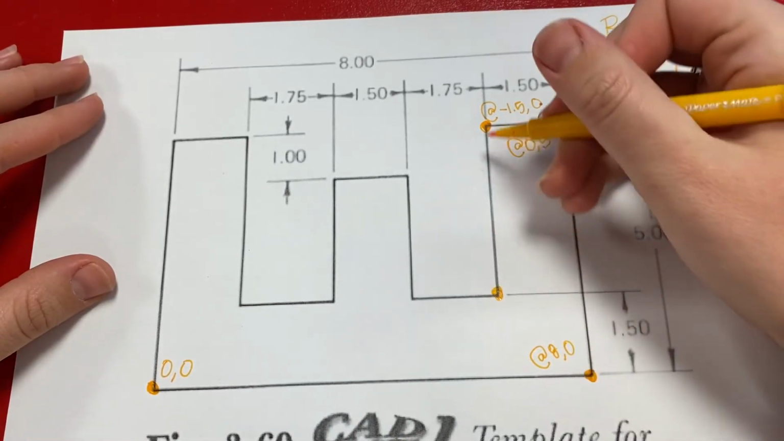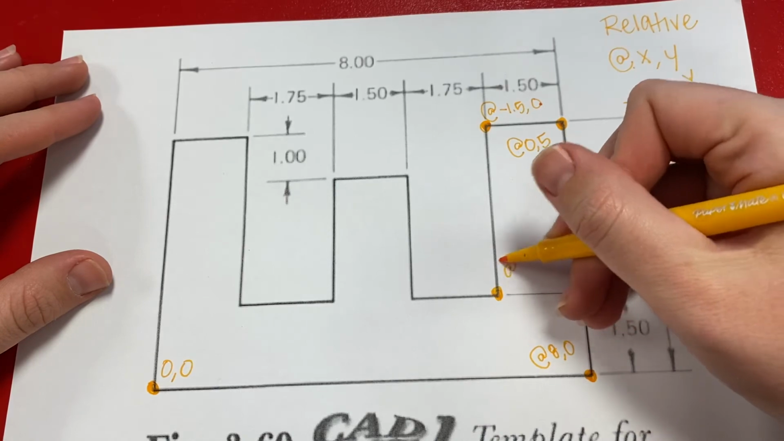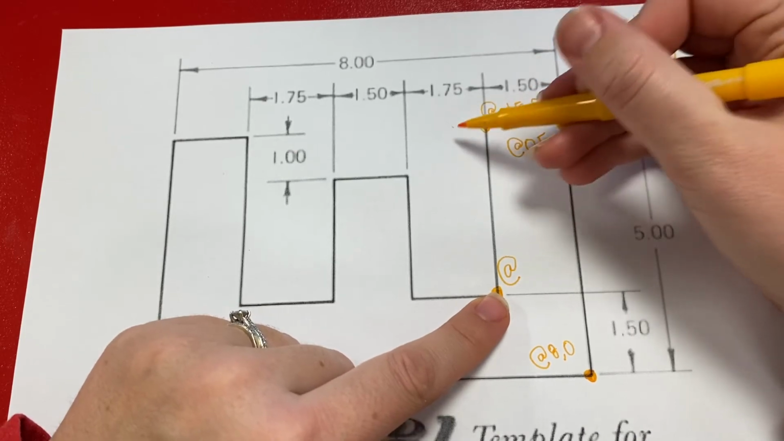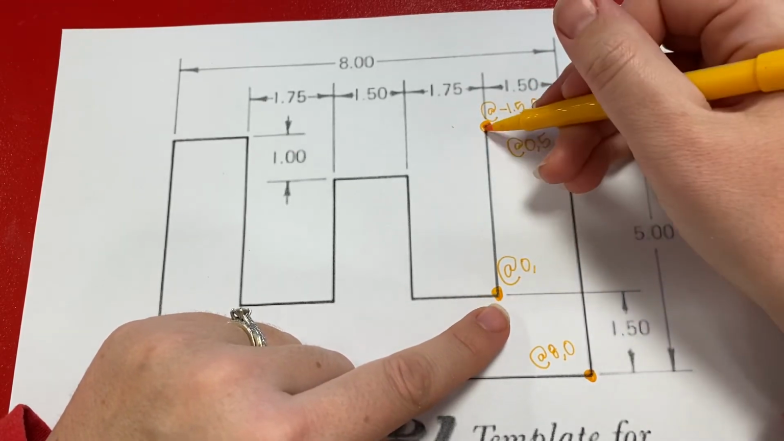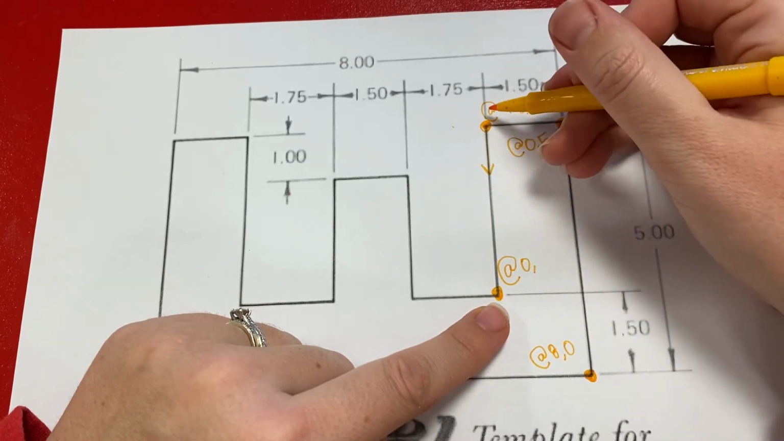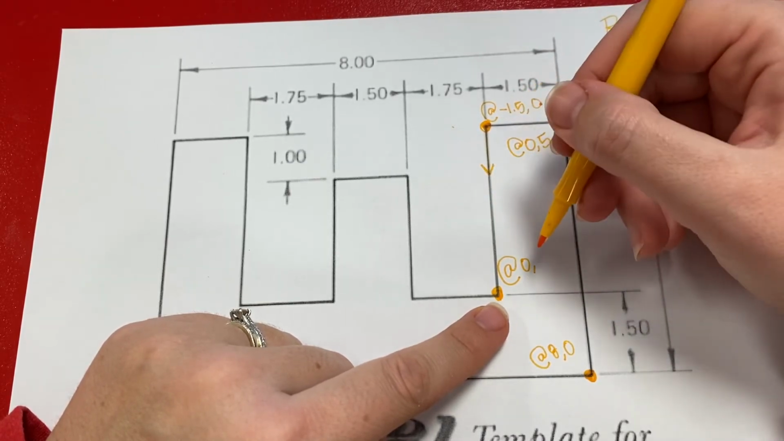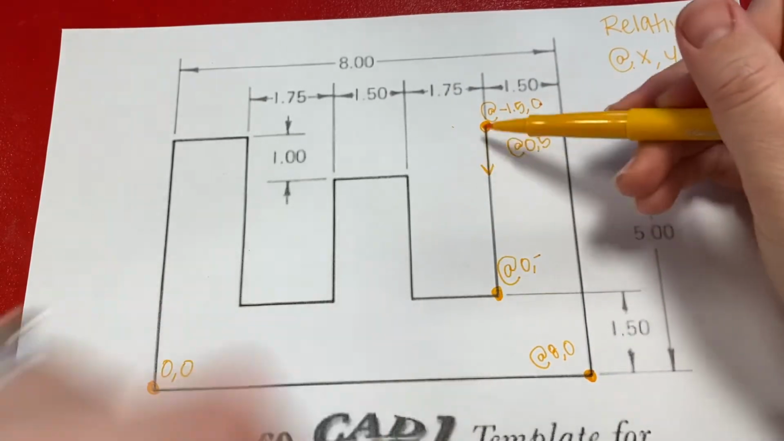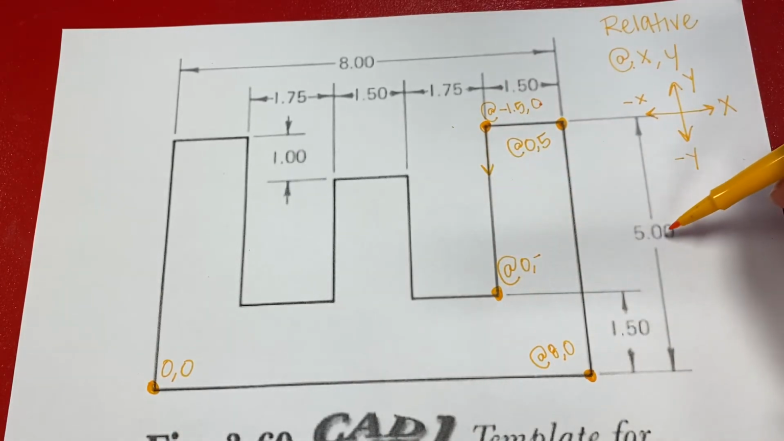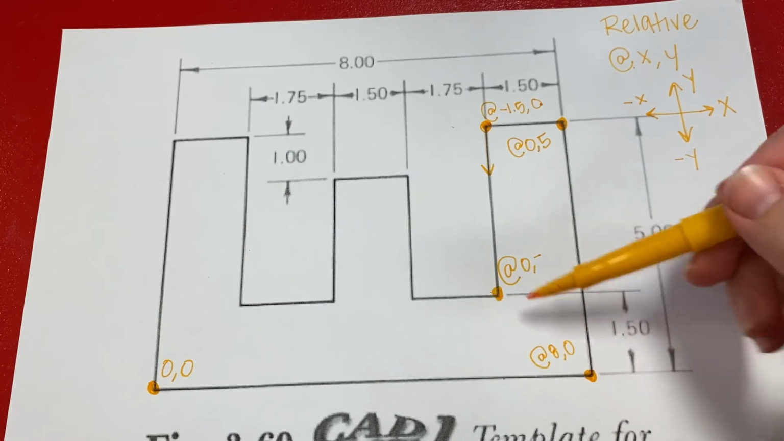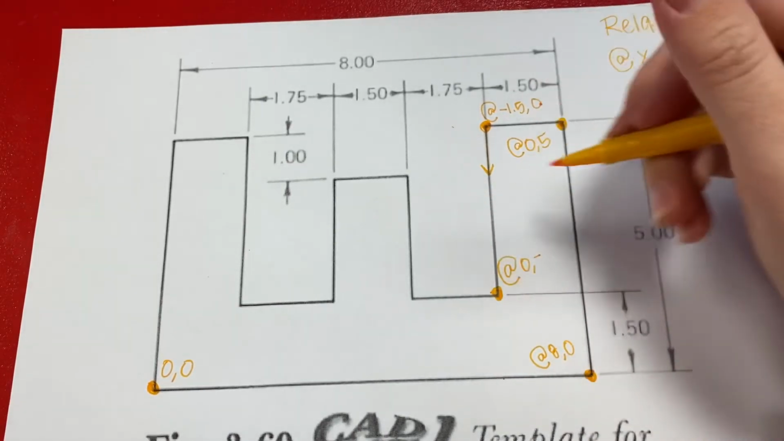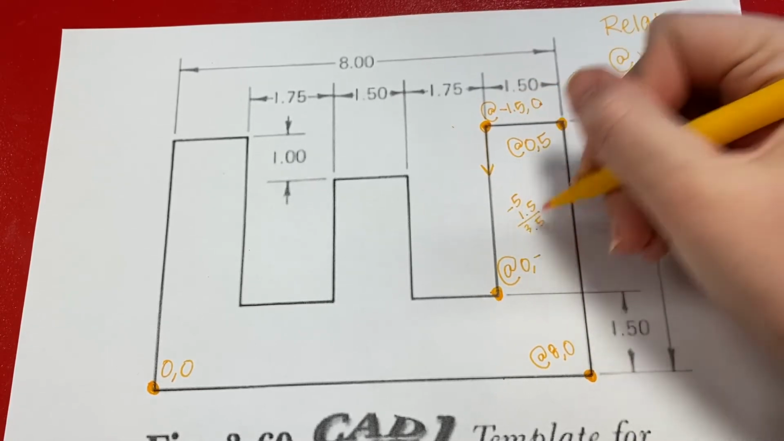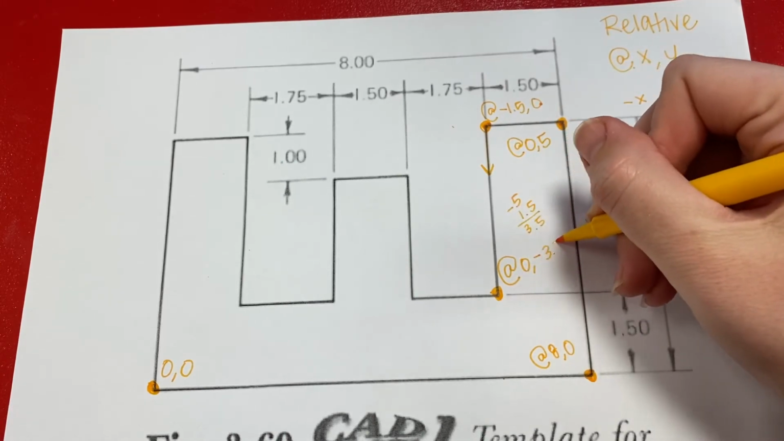So this is a vertical line, so my x is going to be 0. I'm going to start with the at symbol. All I'm doing is counting from here to here. So I don't need to go left or right, so it's going to be at 0, this time I need to go down, which is a negative y. I need to solve for this distance. If the overall is 5, and from here to here is 1.5, I need to take 5 minus 1.5, so that should be 3.5. So this point is going to be a negative 3.5.